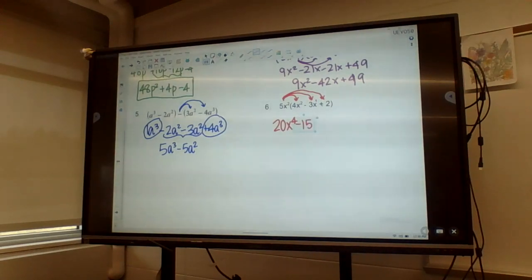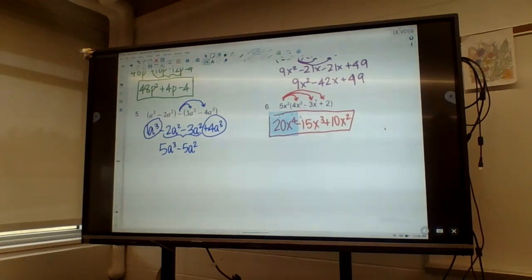X to the second and x to the first is x to the third. And then 5x to the second times 2 would just be 10x to the second. So this brings in some of those exponent rules that we talked about last class, which allows us to think about that a little bit as we're doing this.